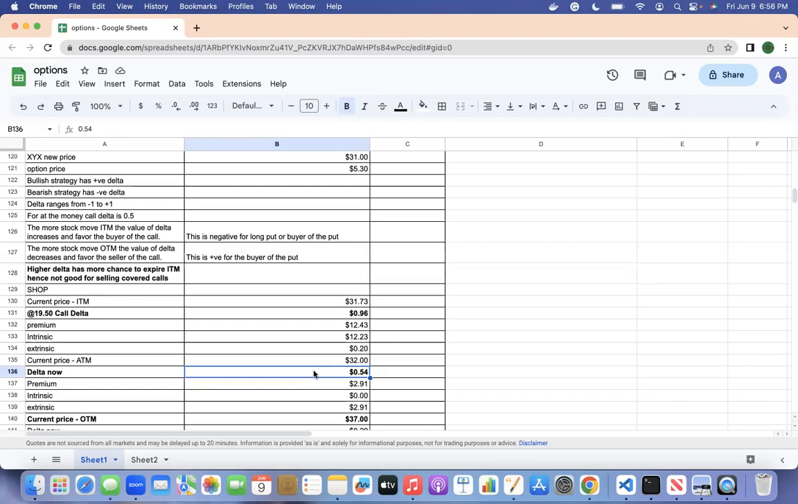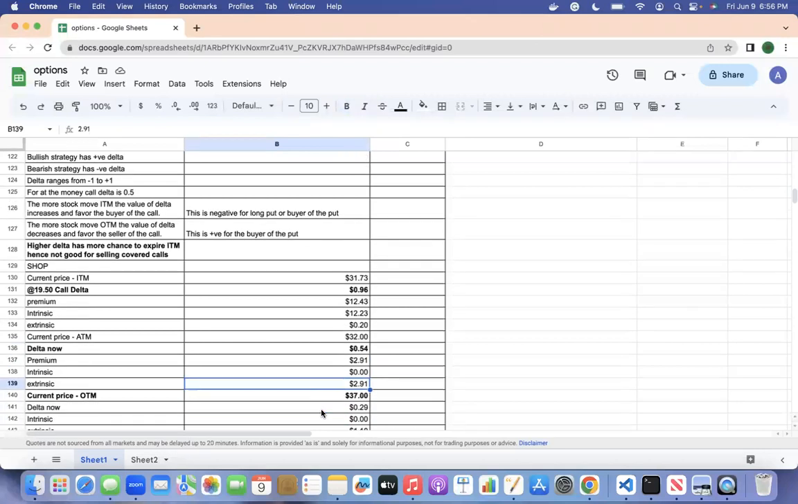In this case, your intrinsic value will be 0, because your market price minus strike price is 0, because strike price and market price are pretty close to each other. And the whole premium will be extrinsic value, right? So this is not something that favors the buyer of the call. This is not even a big favor for the seller of the call.